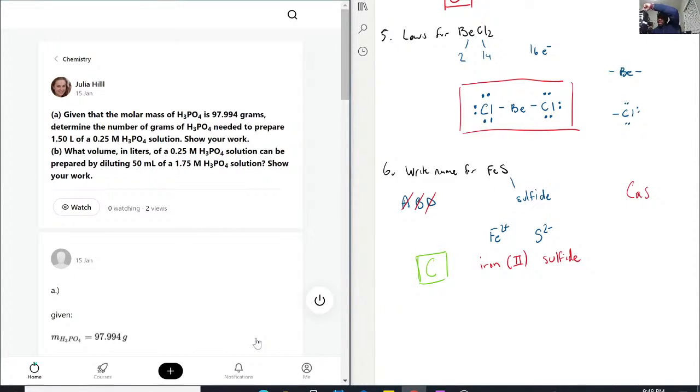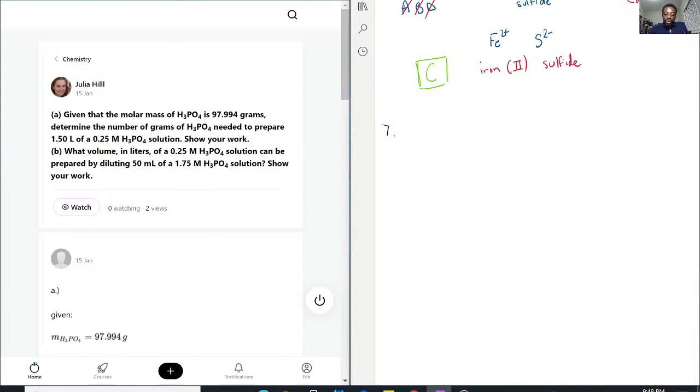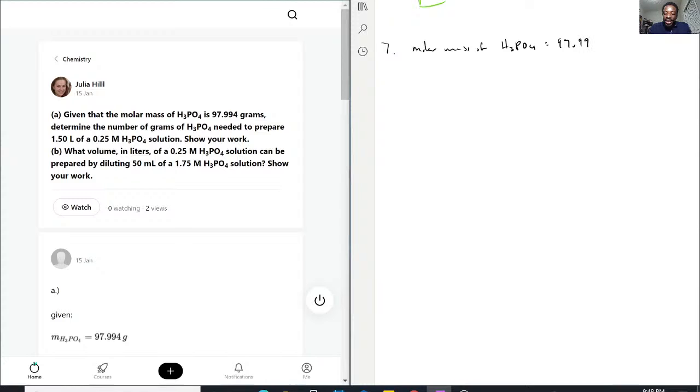And now we have question number 7. Okay, this one's kind of a bit of a doozy here because of multiple steps. But we have been given the molar mass. The molar mass of H3PO4 is 97.994 grams per mole. Cannot forget the per mole part.